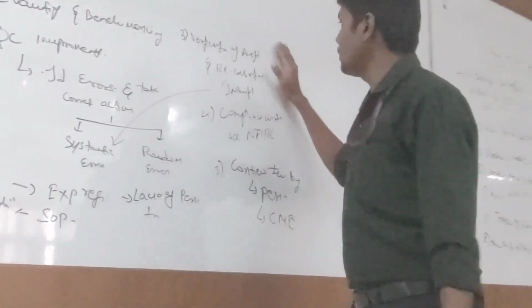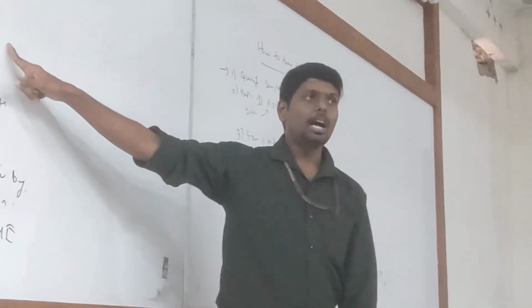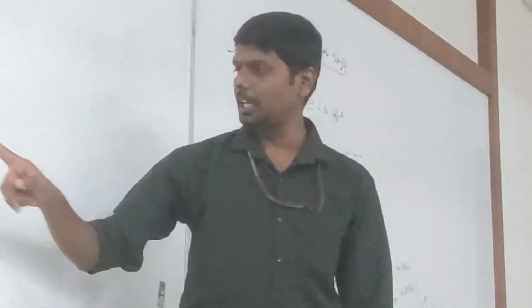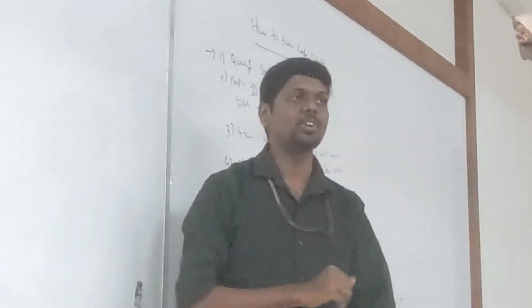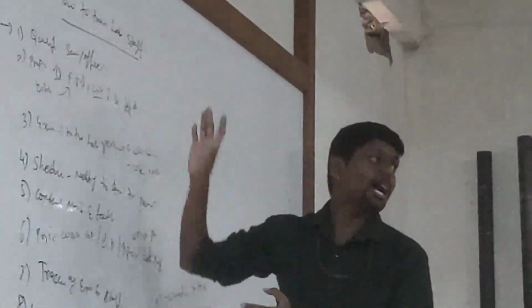Then we discussed verification of what? Verification of analytical parameters and instruments, compliance with accrediting bodies, and continuous teaching of the lab personnel are part of proficiency testing. Then we discussed how to train the lab staff.